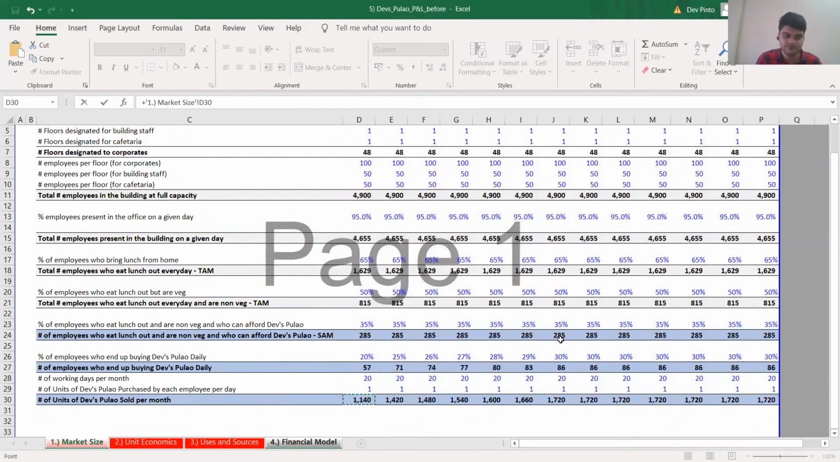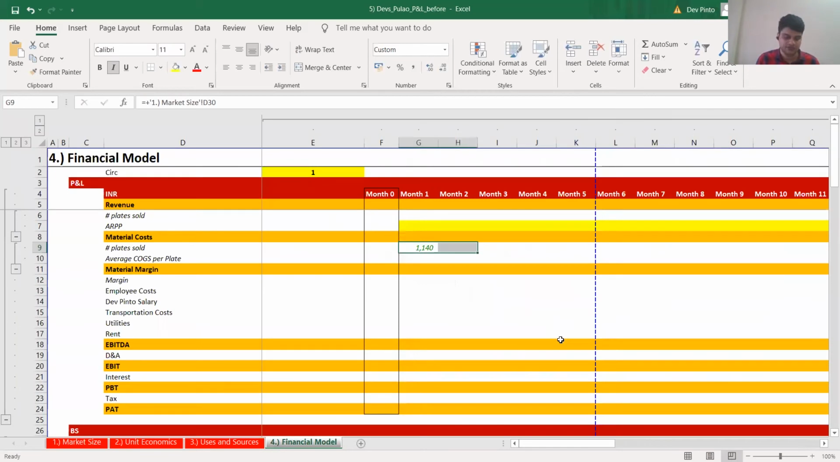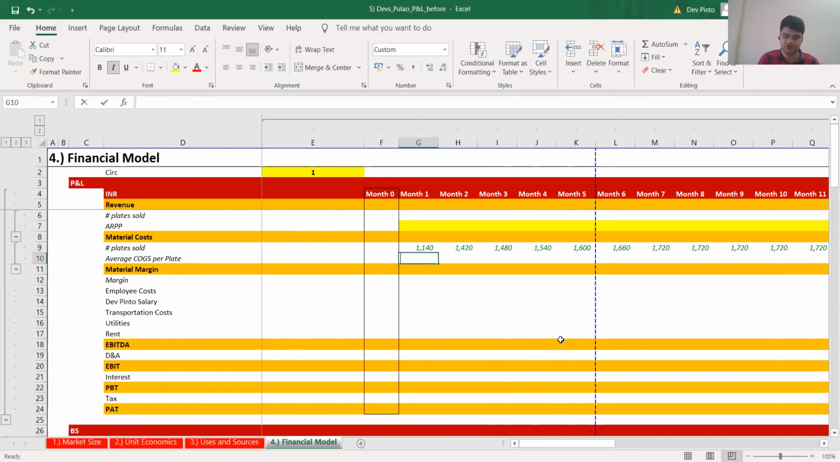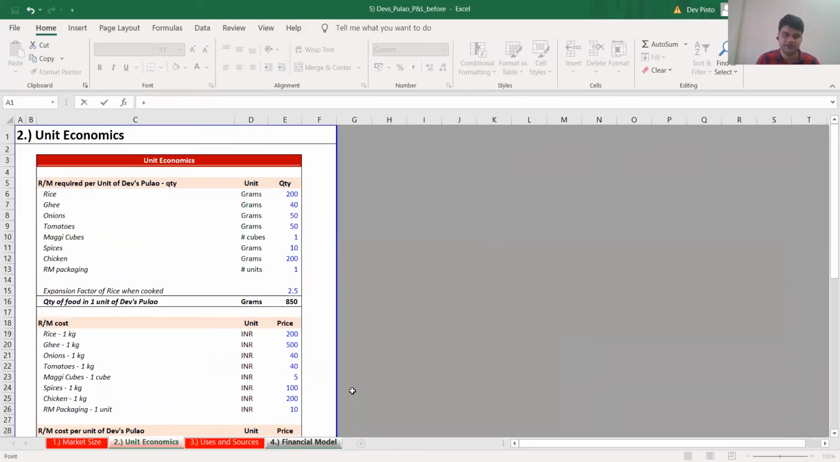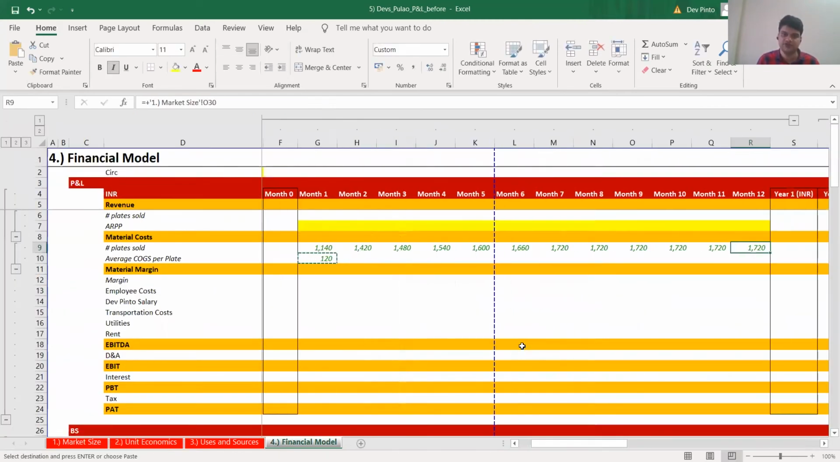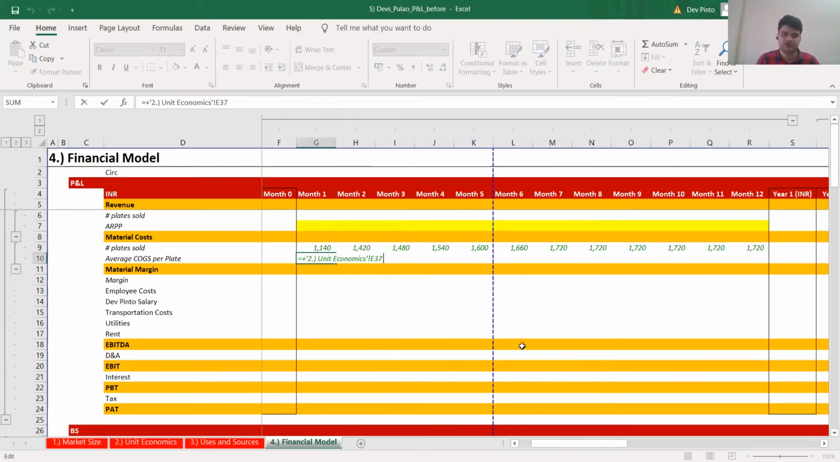1140. This is the volume in terms of number of plates of Dev's Pulao that we sold, and this is how it ramps up over the next 12 months. Average COGS per plate, we've got that in the unit economics tab. It's 120 rupees. And we're assuming over here that it will stay constant over the 12 months.